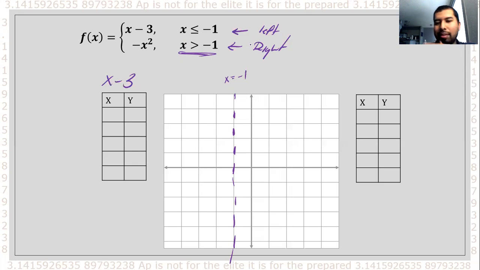X is greater than means numbers bigger. So like 0, 2, 7, 12, 10,000, positive infinity, stuff like that. So this is -x squared. Okay. Similarly, you go ahead and do the same thing.